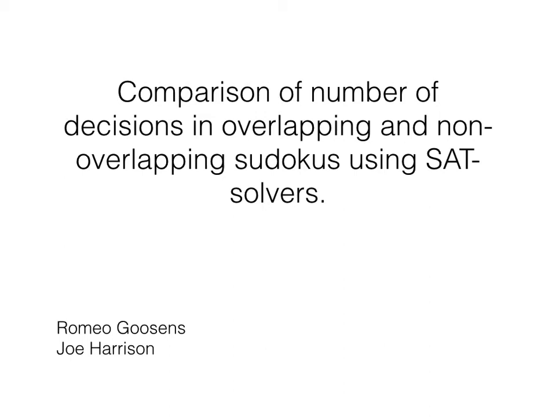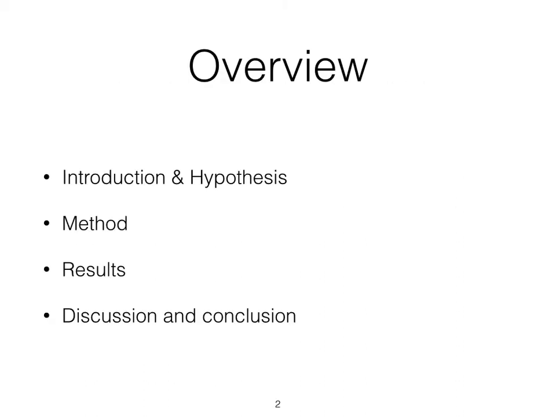Hi, I'm Romeo Gozens and my partner is Joe Harrison, and we did some research about comparison of number of decisions in overlapping and non-overlapping sudokus using SAT solvers. Overview. First, we're going to talk about the introduction of overlapping sudokus and our hypothesis. Then we discuss our methods and results, and then we talk about the discussion and conclusion.